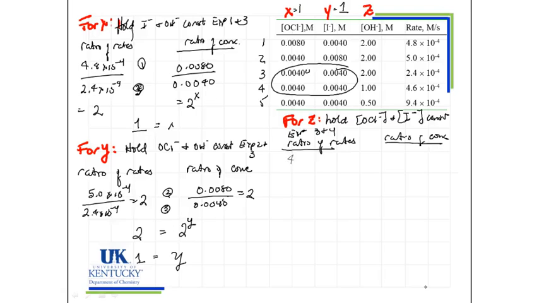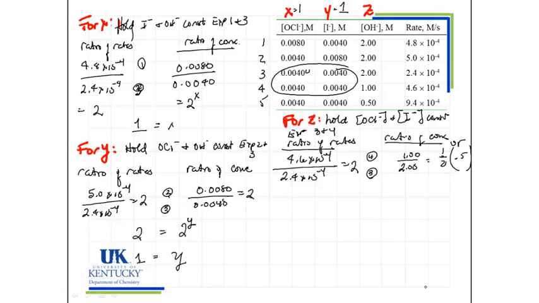I'm going to do large over small. 4.6 times 10 to the minus 4 divided by 2.4 times 10 to the minus 4, and that's close to 2. Now this was experiment 4 over experiment 3, so let's make sure we do the same order for that. Experiment 4 is 1.0, experiment 3 is 2.0, and we end up with 1/2 or 0.5. Whichever way you want to think about it, one or the other.